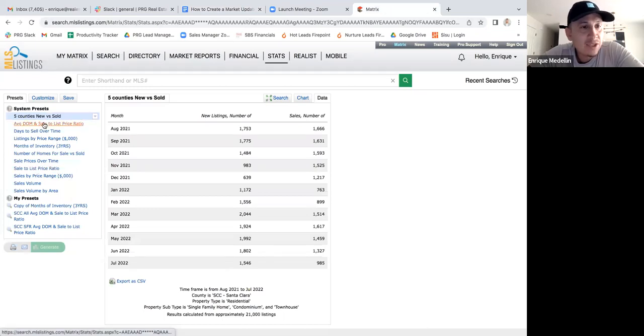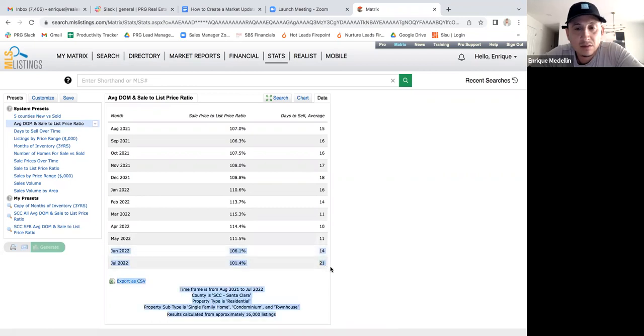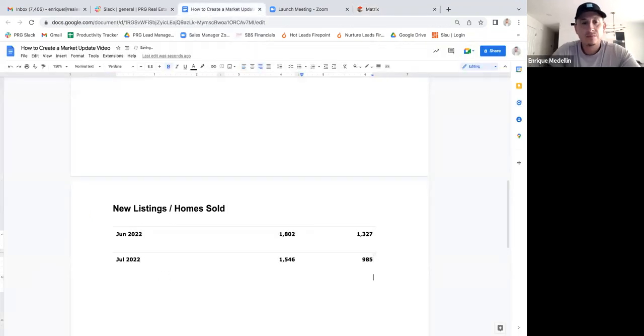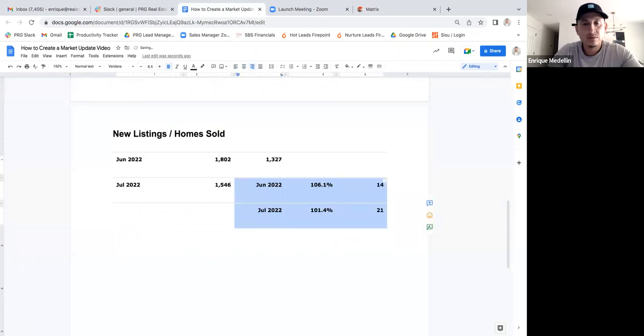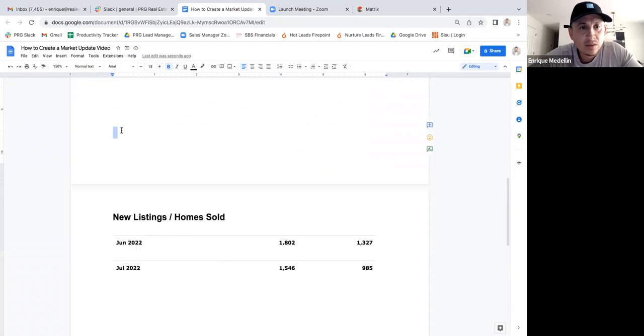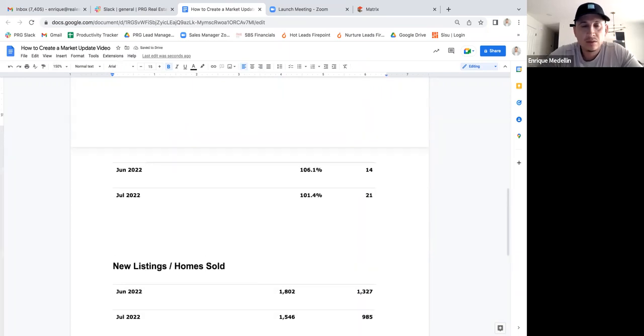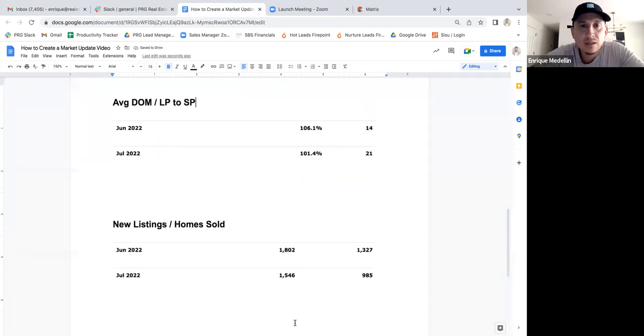The other stats are going to be average days on market and sales price to list price ratio. So I can generate that one, and I'm going to look here from June. I'm going to copy these two numbers, June and July, for the same months. I don't know why it's doing that, but let me see. Let's put that up here. So it's going to go average days on market and then list price to sales price. So those are your stats right there, right?